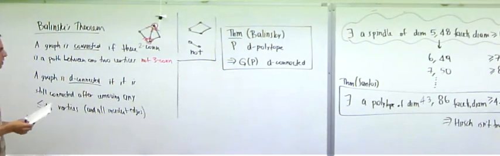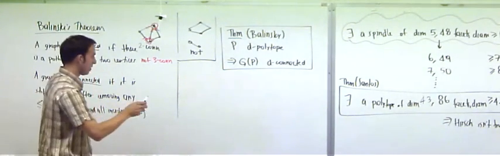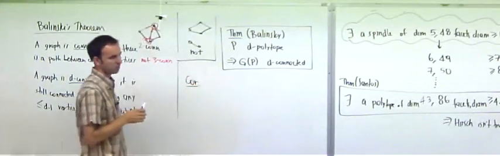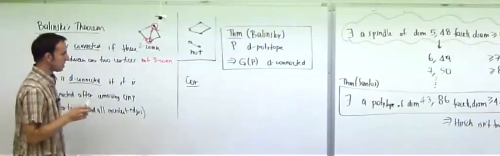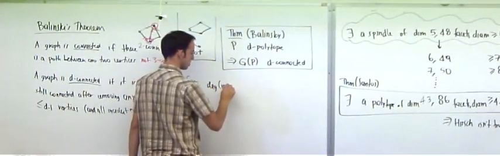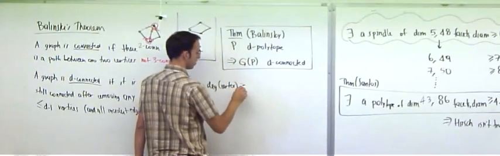Now, let me first start by pointing out a very simple corollary, but an important one, which is this. The degree of a vertex has to be at most d.